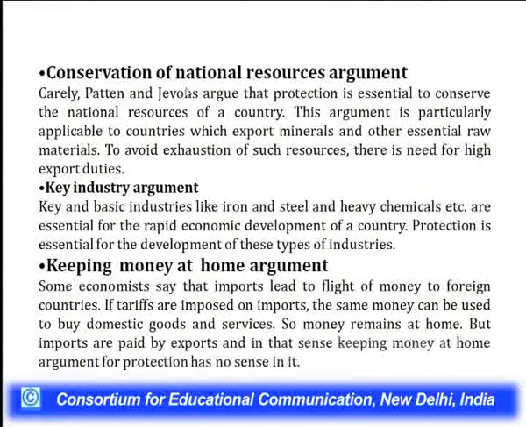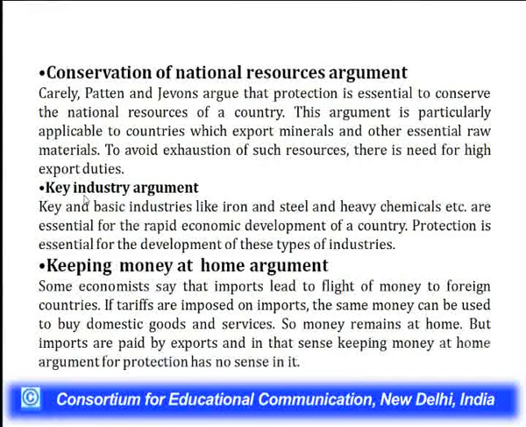Conservation of natural resources argument. Carey, Patton and Jevons argue that protection is essential to conserve the natural resources of a country. This argument is particularly applicable to countries which export minerals and other essential raw materials. To avoid exhaustion of such resources, there is a need for high export duties.